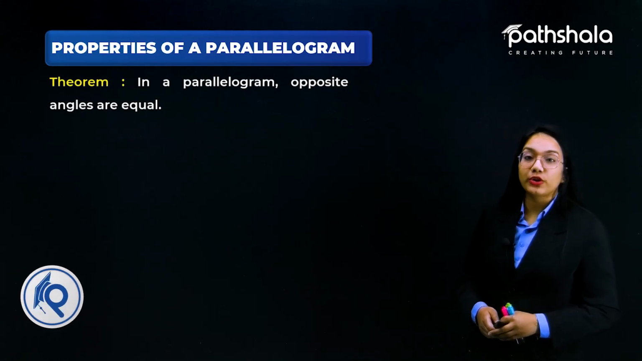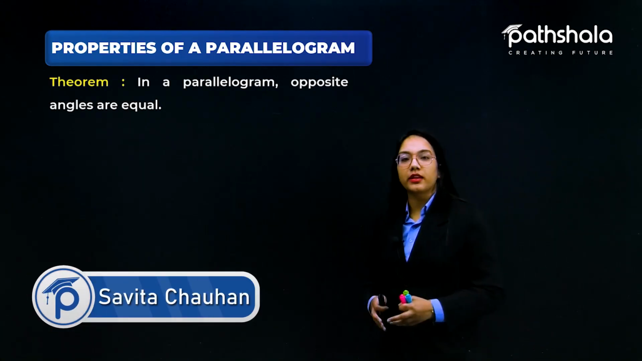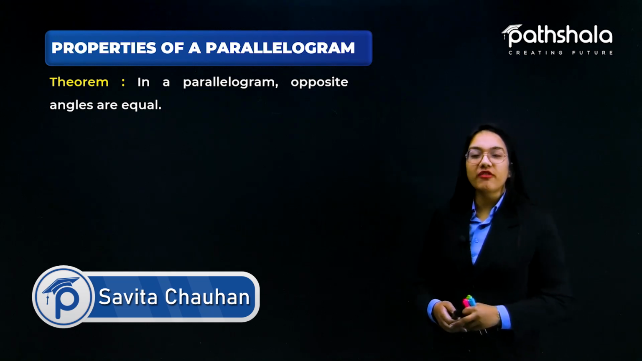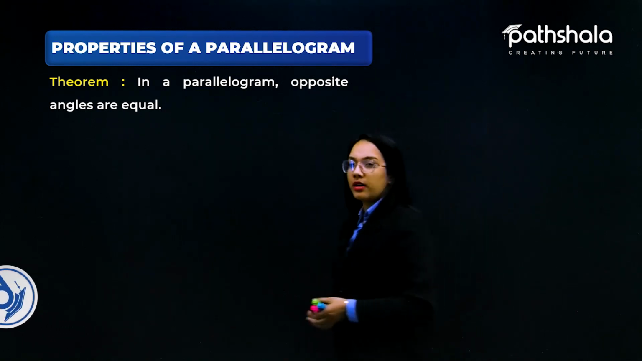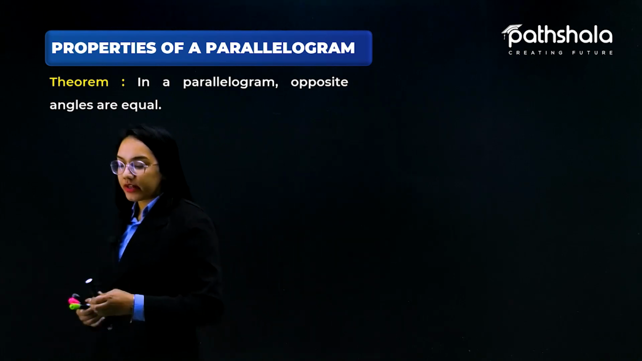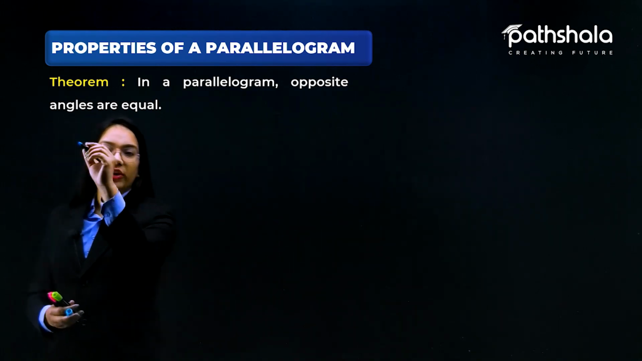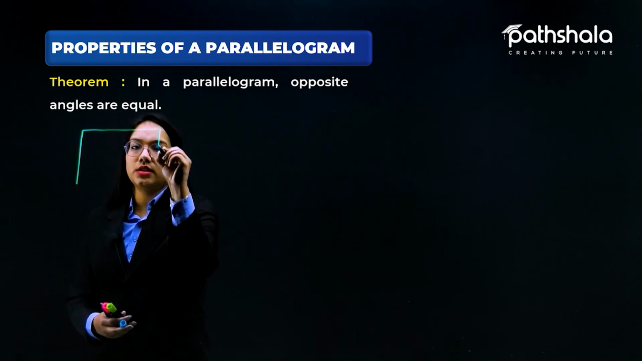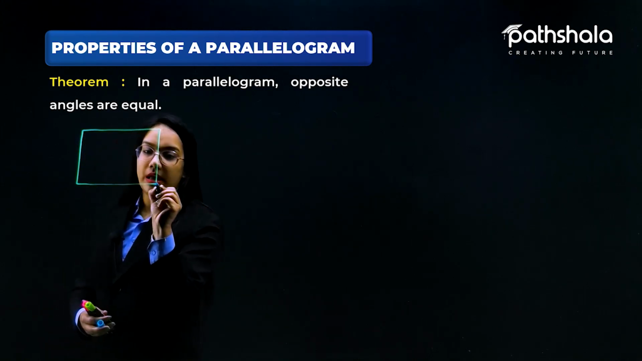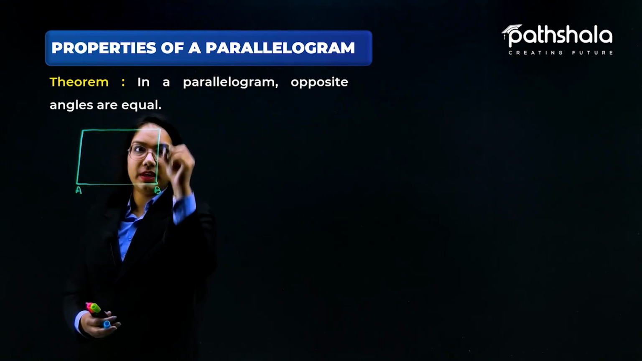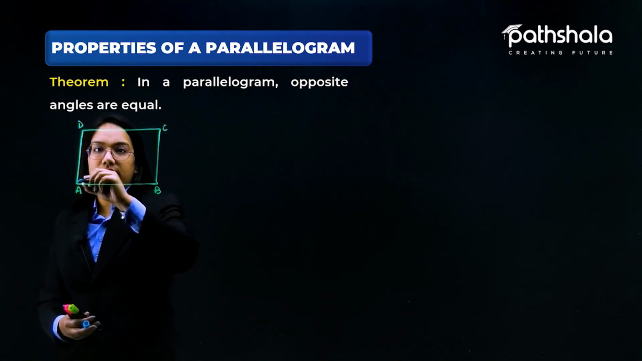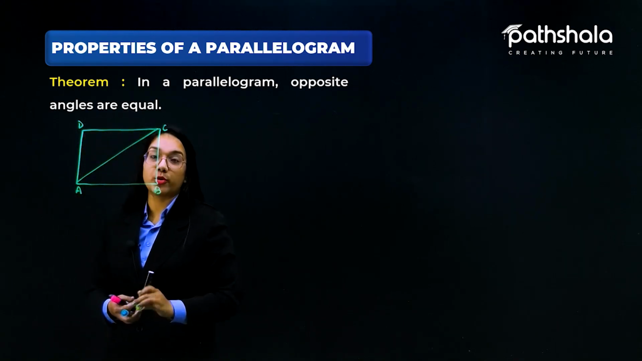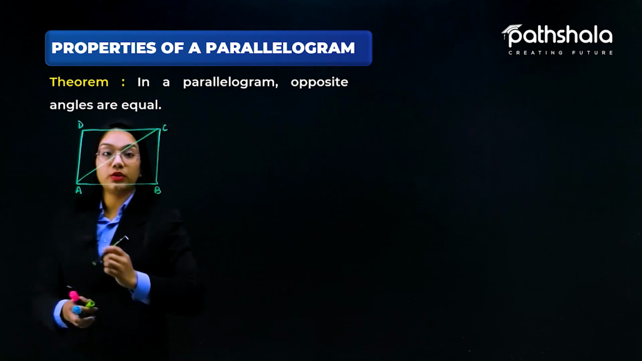Now let's move on to the next theorem, which is that in a parallelogram, opposite angles are equal. So we just have to prove that the opposite angles are equal in a parallelogram. Suppose I draw a parallelogram like this and call it ABCD, with a diagonal drawn over here. Now I just have to prove that the opposite angles are equal to each other.